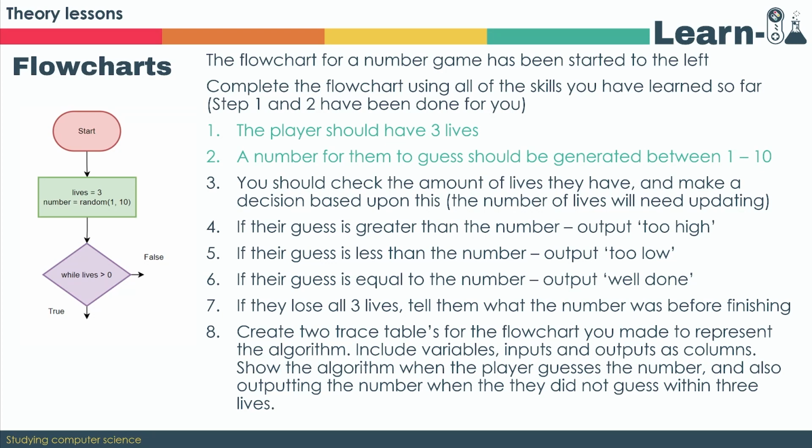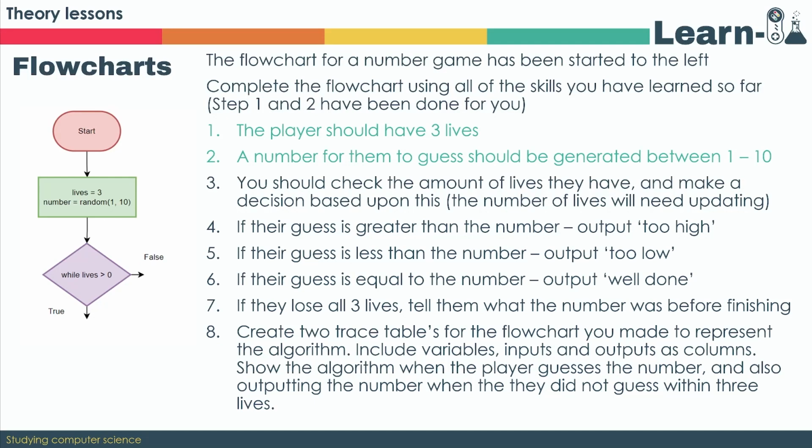Our very final step is to create 2 trace tables like we've done before of any inputs, of any variables, and of any outputs, each represented as a column, and then show both possible outcomes, one where they guess the number and how that works, and then one where they get it wrong 3 times and how that would work.